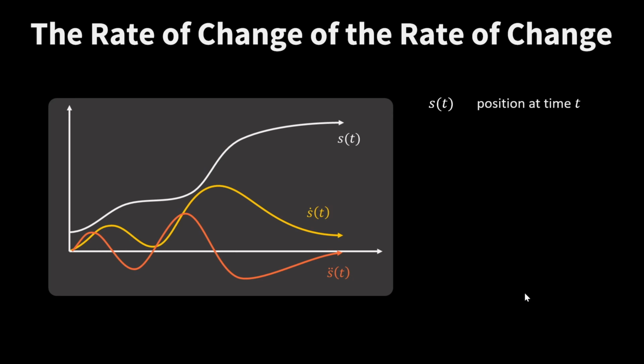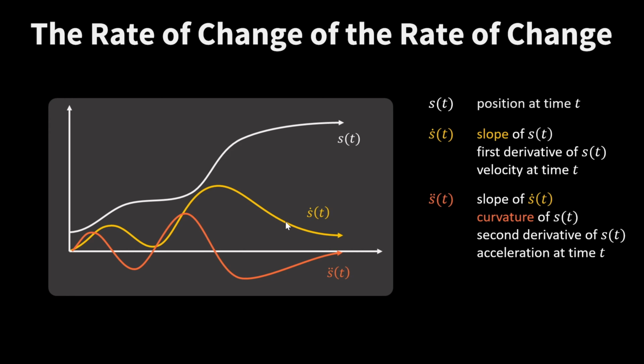In physics, we are also interested in the rate of change of the rate of change. Don't worry, this is as complicated as it will get. As before, we have the function s of t, which is the position of the car at time t. As before, we have s dot, which is the slope of s, or the derivative of s. In our case, it's also the velocity of the car. But now we have s double dot. S double dot describes the slope of s dot. While s dot is the first derivative of s, we call s double dot the second derivative of s.